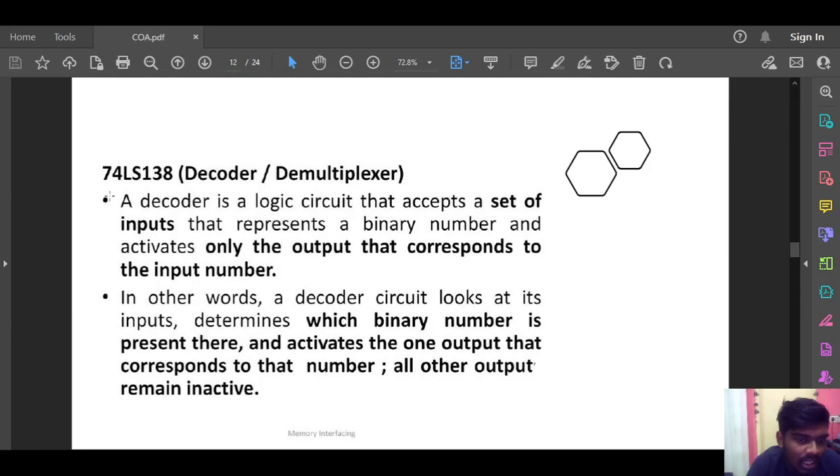74LS138 decoder and demultiplexer. A multiplexer, also called MUX, takes many inputs to a single output, while a decoder is a demultiplexer. A decoder is a logic circuit that accepts a set of inputs that represents a binary number and activates only the output that corresponds to the input number. In other words, a decoder circuit looks at its inputs, determines which binary number is present, and activates the output that corresponds to the number. All other outputs remain inactive.